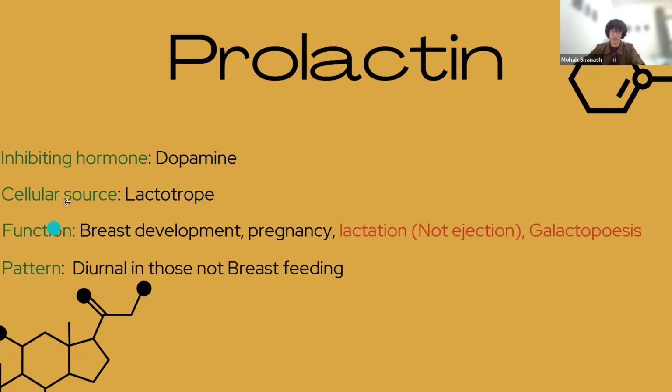And what prolactin helps with is development of breasts. It's involved in pregnancy. It's involved in lactation and galactopoiesis. Now, lactation, not ejection. The production of milk is by prolactin. The ejection of it or the process of giving it to the child is not by prolactin. Galactopoiesis is basically maintaining lactation. Now, the pattern is diurnal in those not breastfeeding.